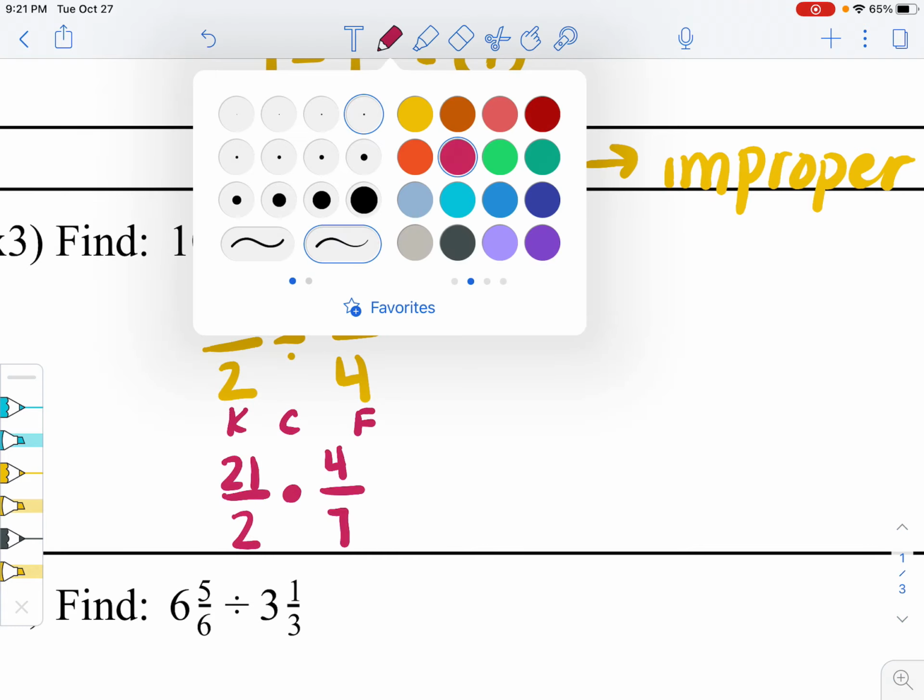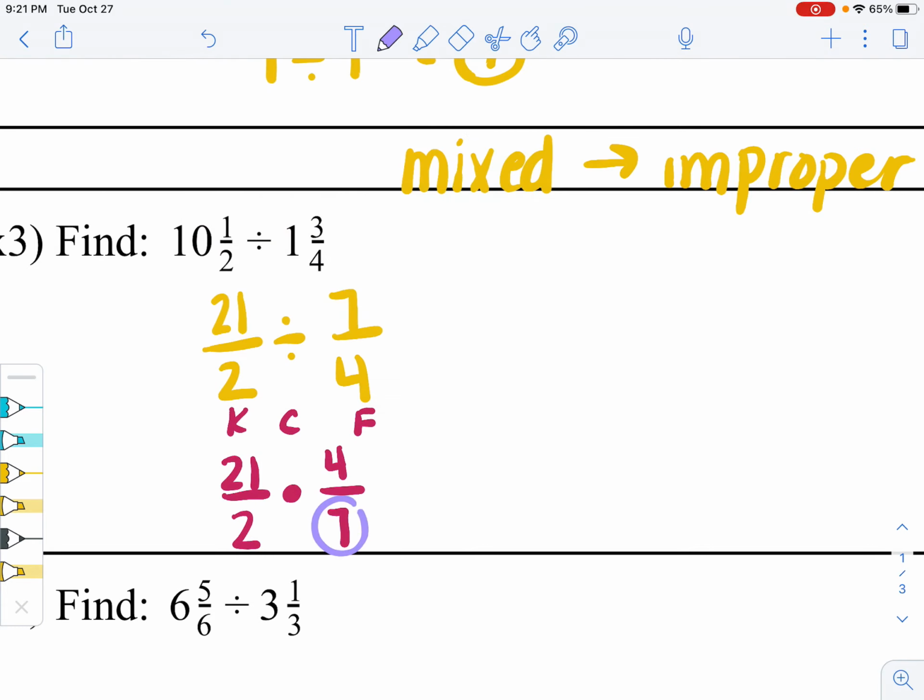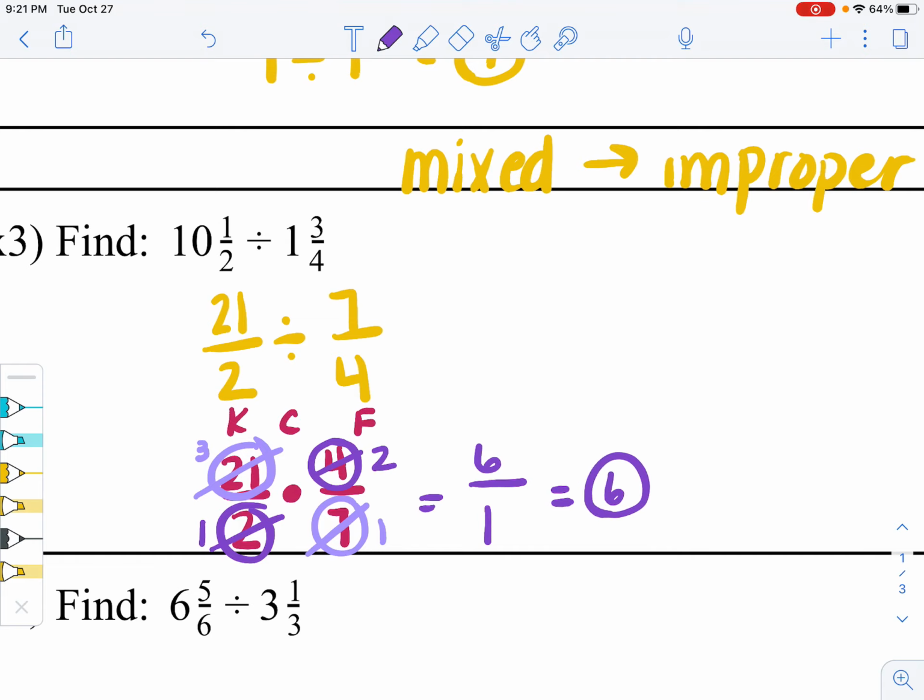Then we can diagonally cancel. We have 7 and 21, and I see that 7 goes into 7 one time, and 7 goes into 21 3 times. On the other diagonal, I see 2 and 4. 2 goes into 2 once, and 2 goes into 4 2 times. Then we have 3 times 2 in our numerator, which is 6, 1 times 1 in our denominator, which is 1, and 6 over 1 is just 6.